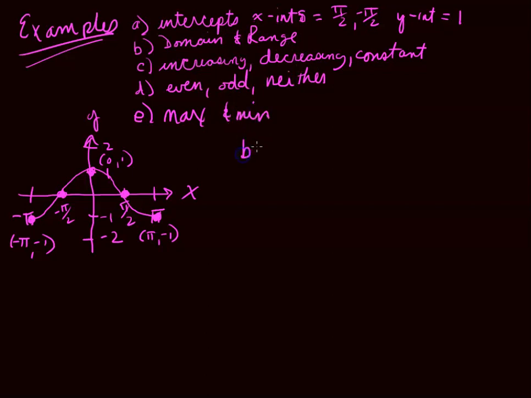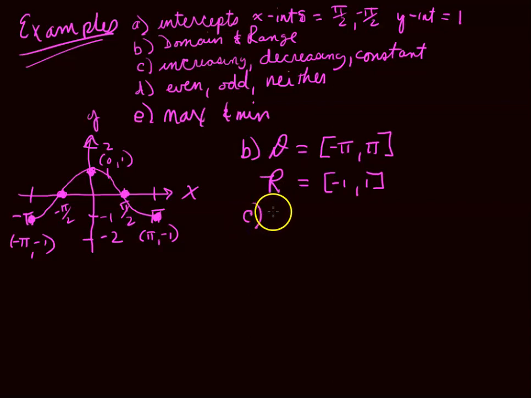Let me put down here domain and range. The domain for this goes from negative pi to pi. So we're going to include those because it's got the solid dots, from negative pi to pi. That's interval notation. And the range in interval notation goes from negative 1 to 1, and those are included. So if they say interval notation, make sure you use the square brackets and parentheses.